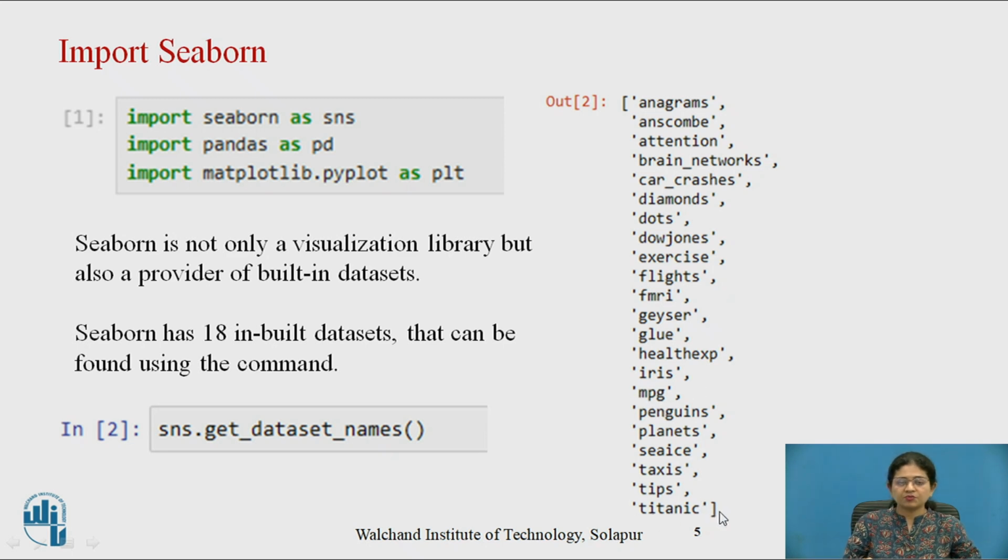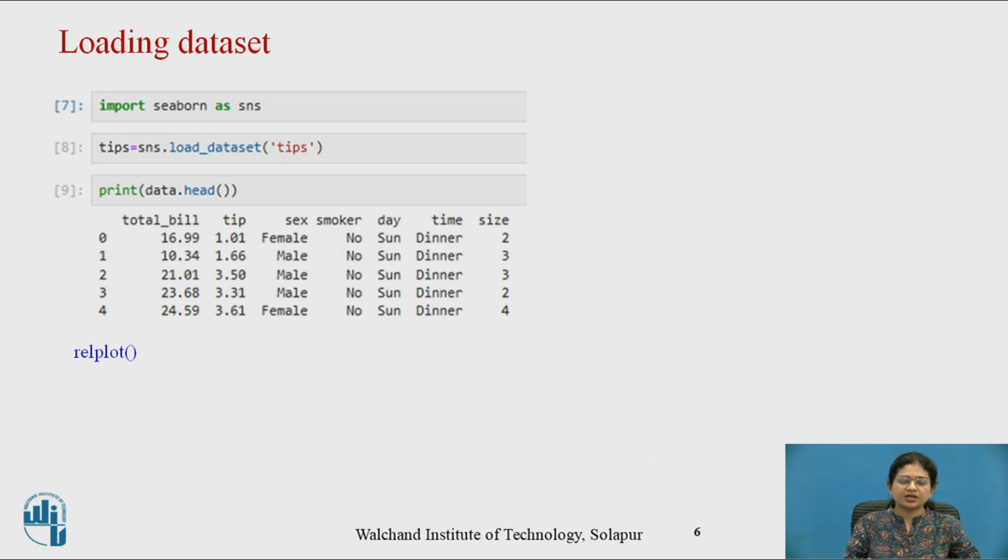Now, after importing Seaborn, we need to load the dataset. So here, after importing Seaborn, tips equals sns.load_dataset tips. So tips is our dataset name. Now, whenever I put tips.head, it will print the first 5 rows of the table or the dataset. Now look here: total_bill, tip, sex, smoker, day, time and size are the features of the tips dataset.